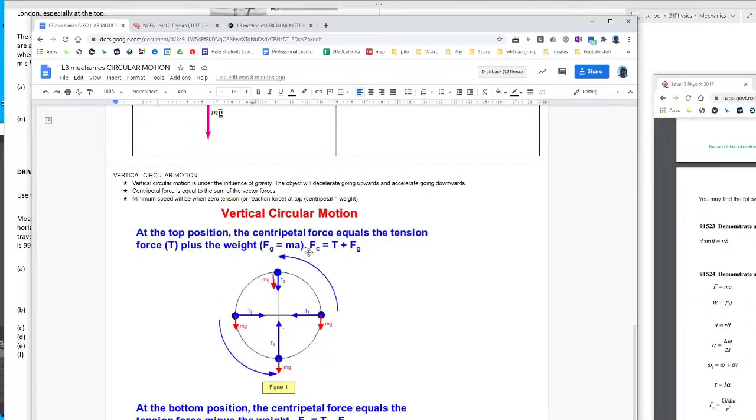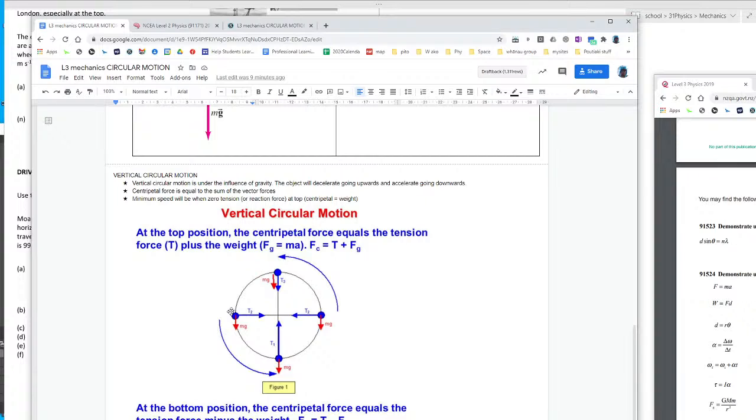So at the top, the centripetal force is going to be T plus Fg, the tension force plus the force of gravity. At the minimum speed, that is going to be equal to 0, because if you can imagine we're spinning something upwards, the slower we swing it vertically, the less tension we're going to have. So if you're swinging a pair of keys on a bit of string, and you keep reducing the speed that you're swinging it, eventually that bit of string is going to lose tension and the keys are just going to fall.